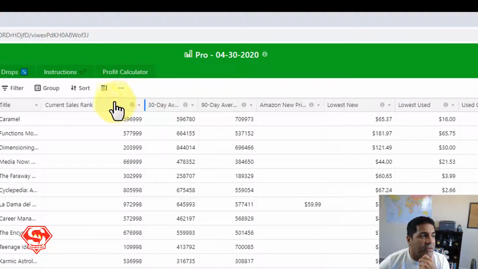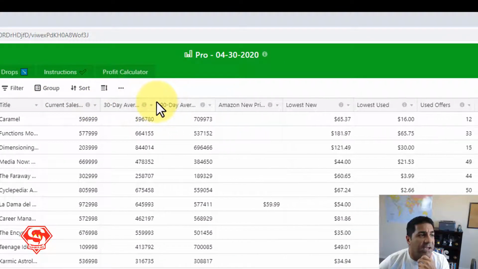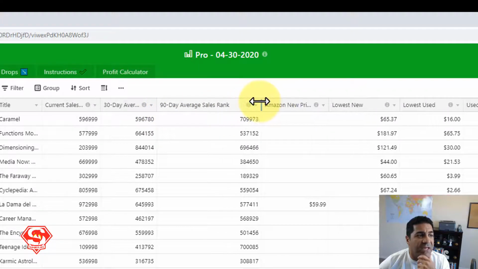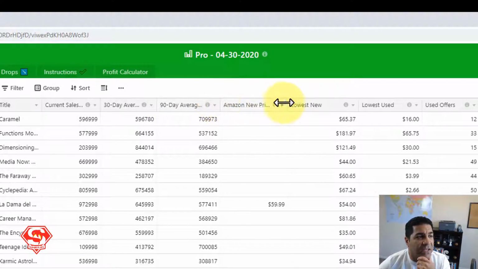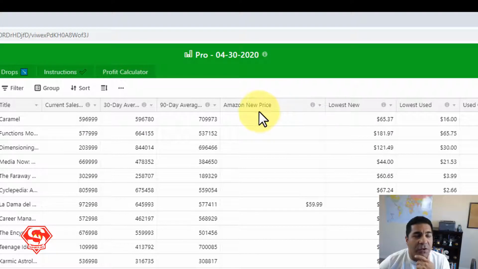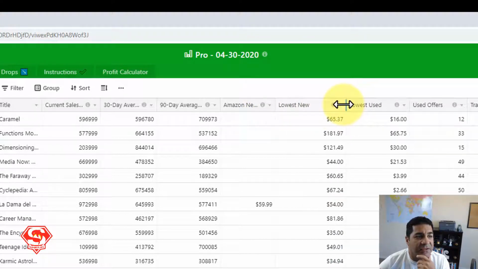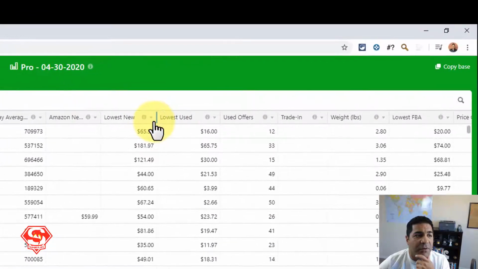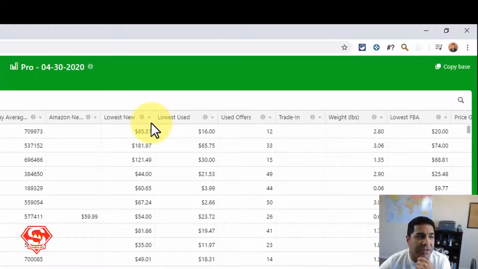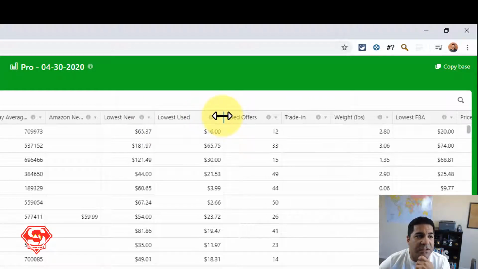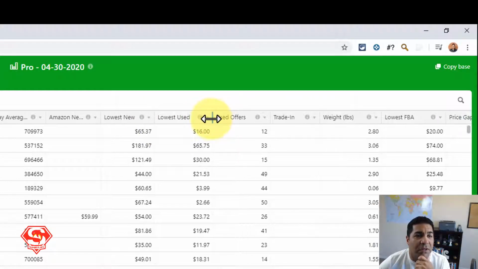We've got the current sales rank, the 30-day average sales rank, the 90-day average sales rank, the Amazon new price. If it's available, it'll be there. We've got the lowest new price. In some cases that will be the Amazon price, but usually that's the lowest new price. We've got the lowest used, that means the lowest used price overall. And by the way, that does not include rentals. We don't have anything to do with rentals in here.